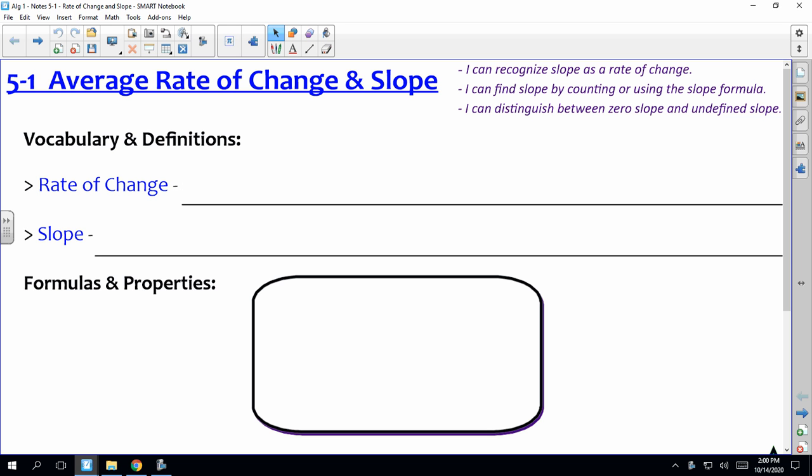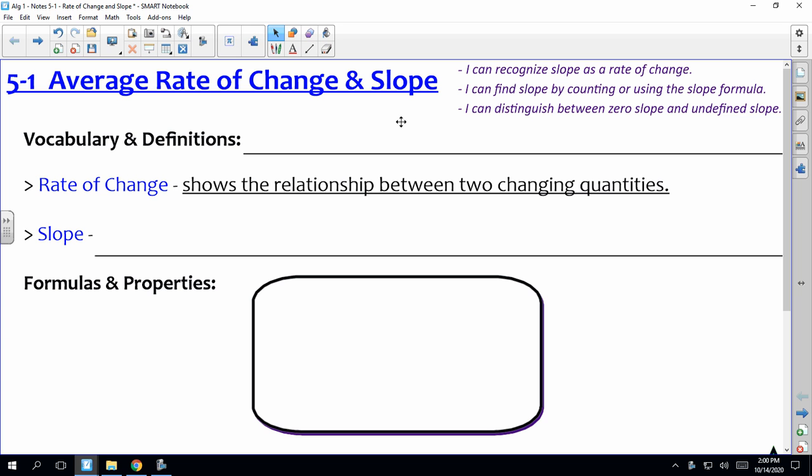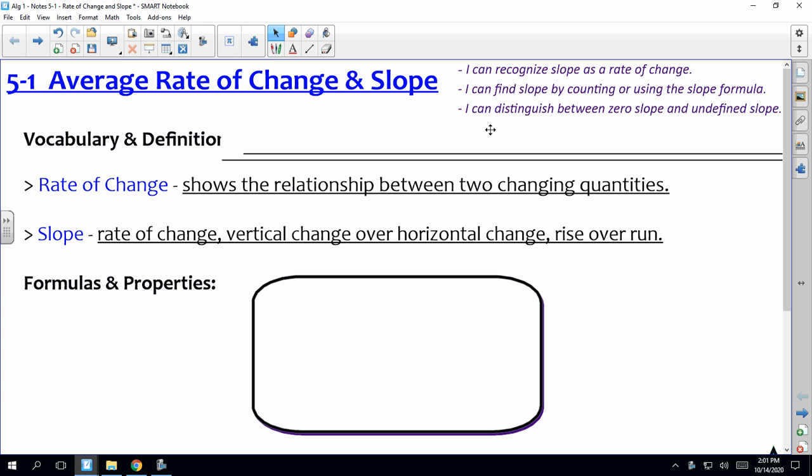We've got rate of change, which is defined to be the relationship between two changing quantities, like time versus height is one we've seen. So it shows the relationship between two changing quantities. Miles per hour would be another one. Feet per second, that type of thing. The slope of a line is described to be the rate of change.